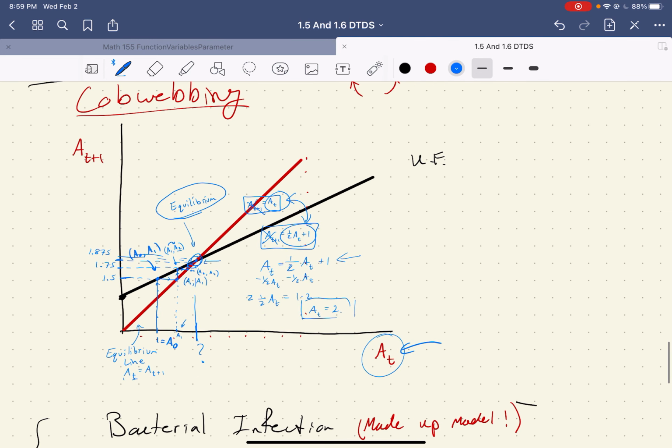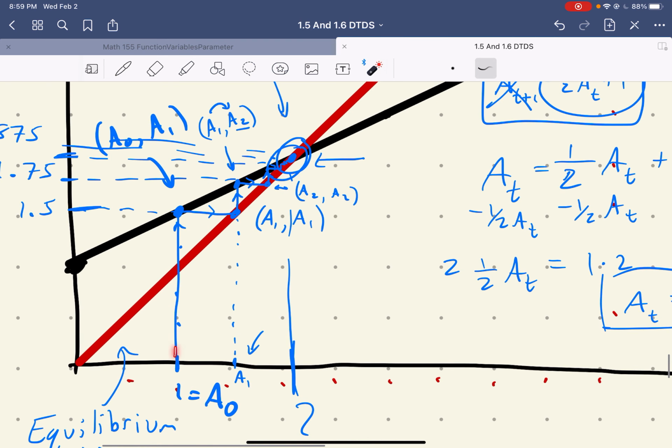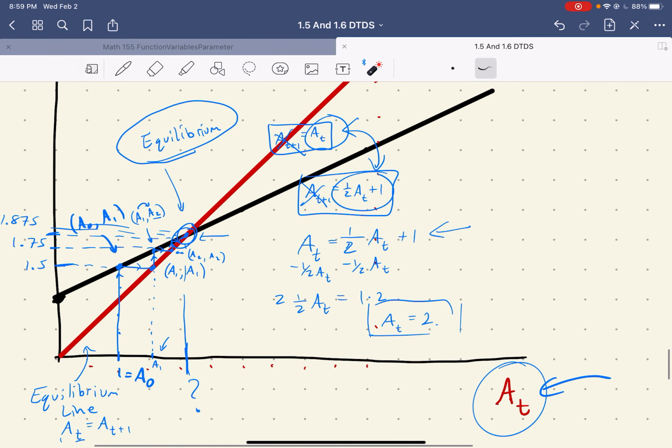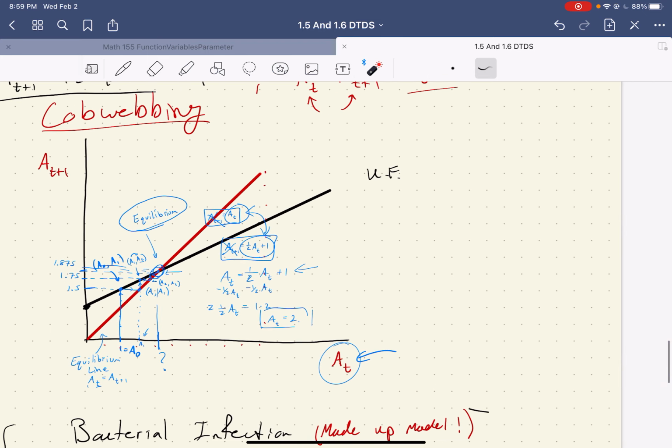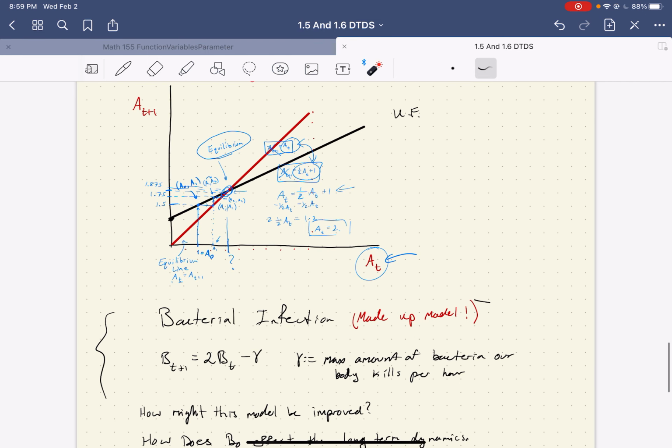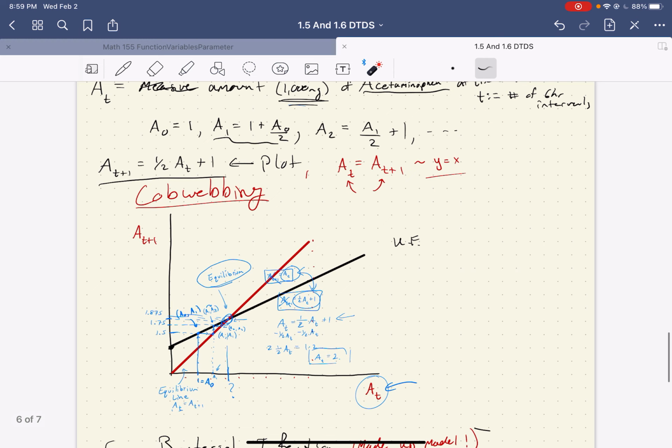And since when I did this cobwebbing, I traveled up and towards and up and towards and up and towards, since I traveled towards equilibrium, we would say this equilibrium is stable from the left. I say from the left because I started over here, which was to the left of my equilibrium state. Okay, I'm getting ahead of myself, and that is good for this video, so I'll see you next time.